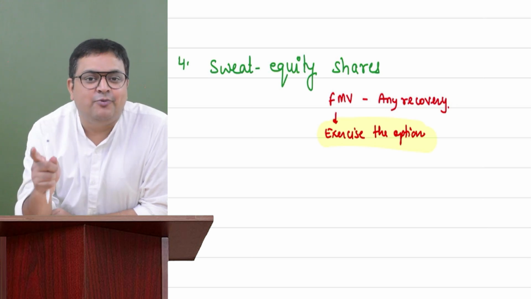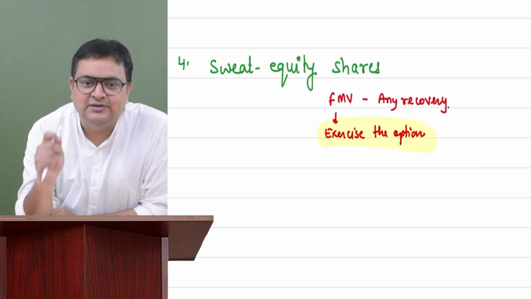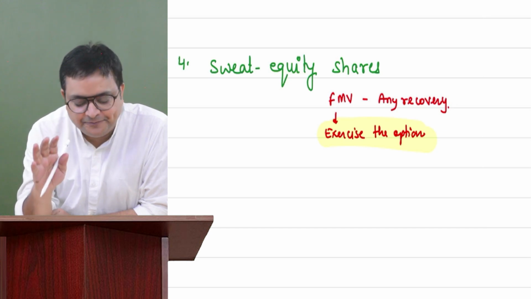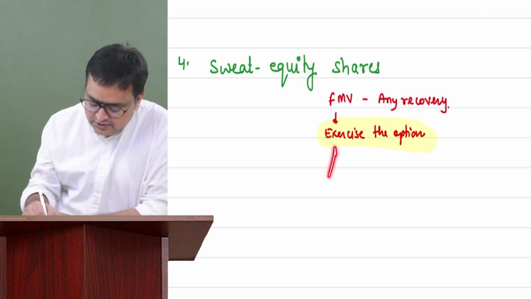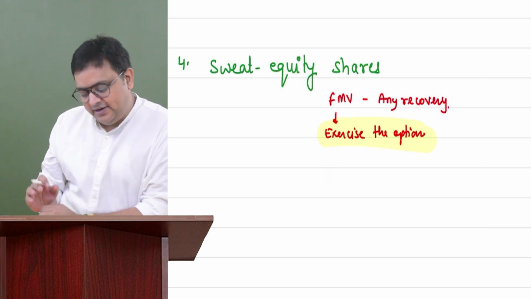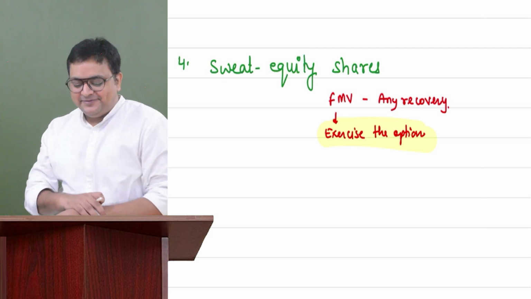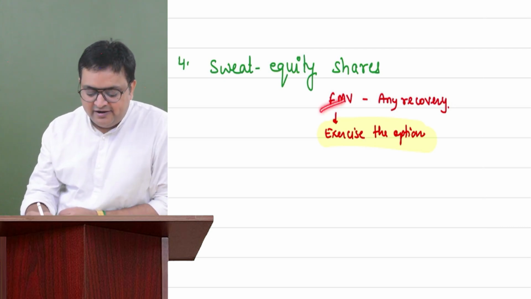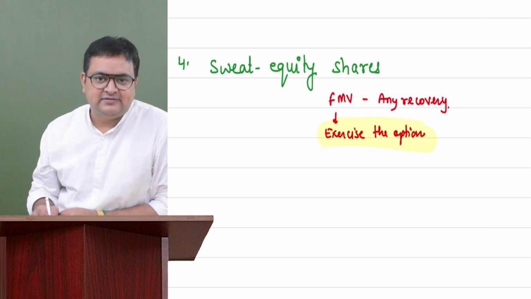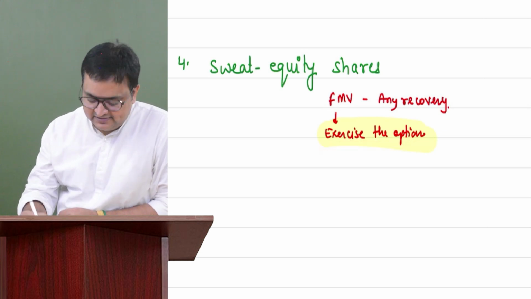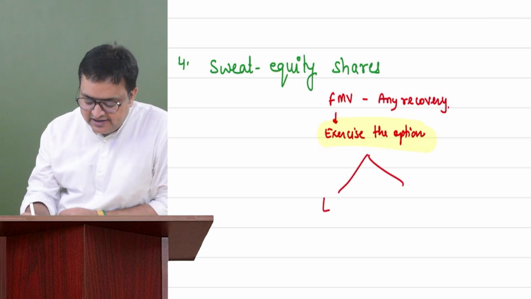So which date is important? The date on which the option is exercised, right? Okay. Should I go into more detail? Okay, let me go into more detail. If a question comes like this, that they are giving you the fair market value on the date the option is exercised, and the share can be listed, the share can be unlisted.